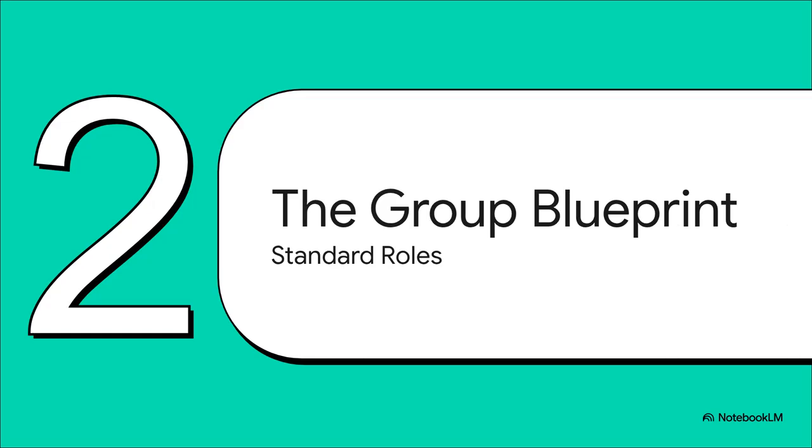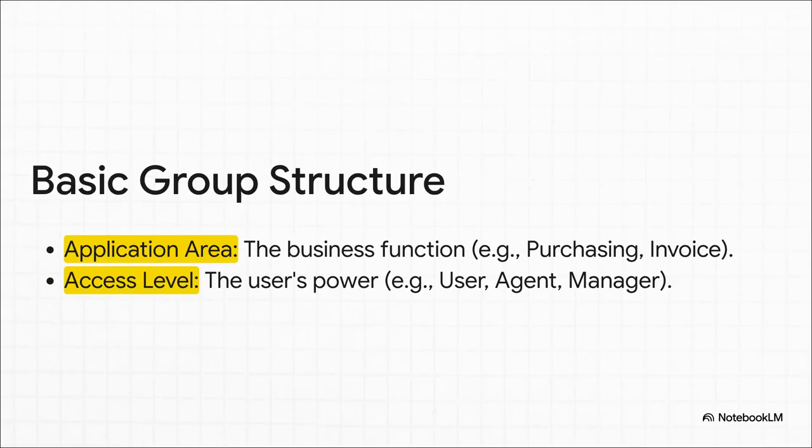So if groups are the real foundation here, how are they built? Well, these systems usually come with a kind of standard blueprint, a set of predefined roles that are meant to mirror a typical company's structure. It's actually a surprisingly simple formula. You just take an application area, so the department, like purchasing or invoicing, and you combine it with an access level, which defines how much power they have. The levels are typically user, agent, manager, and administrator. You just mix and match these two, and boom, you get your standard roles.